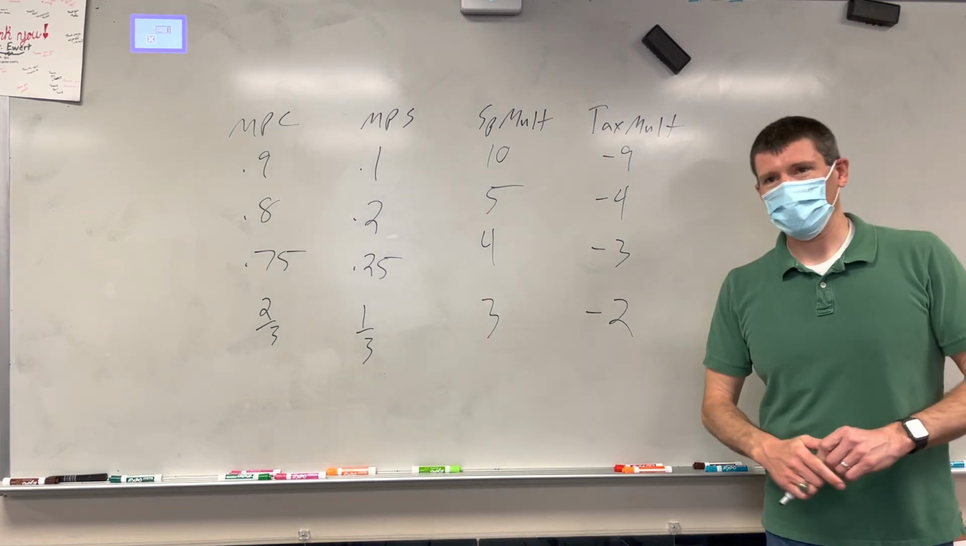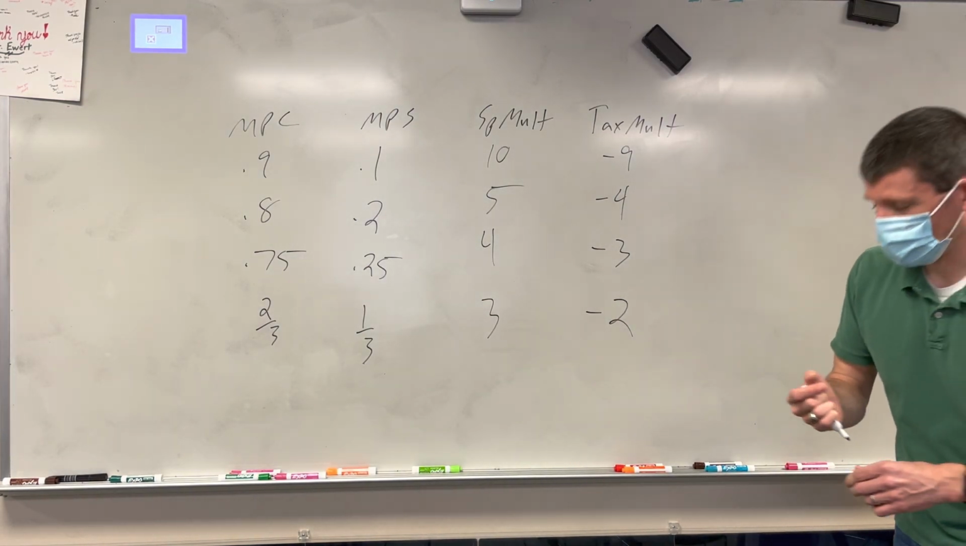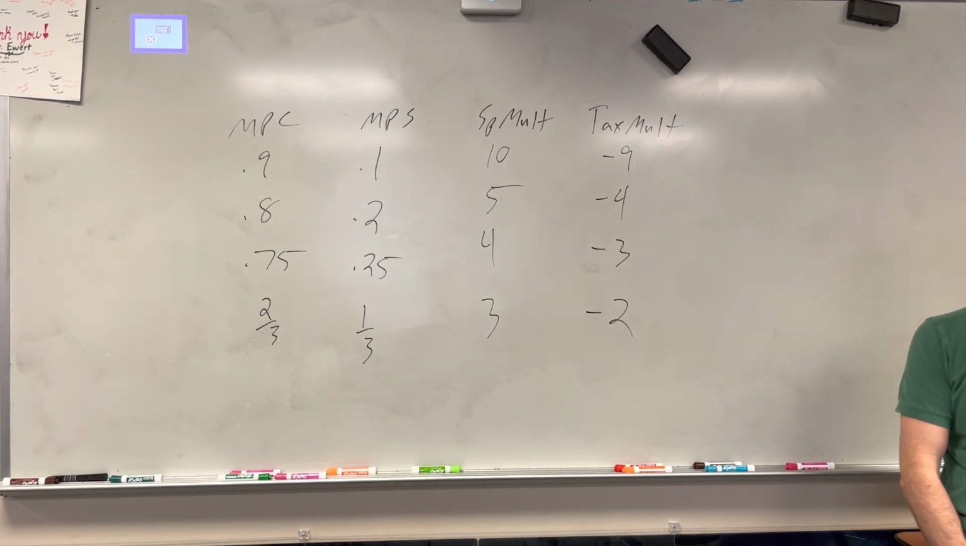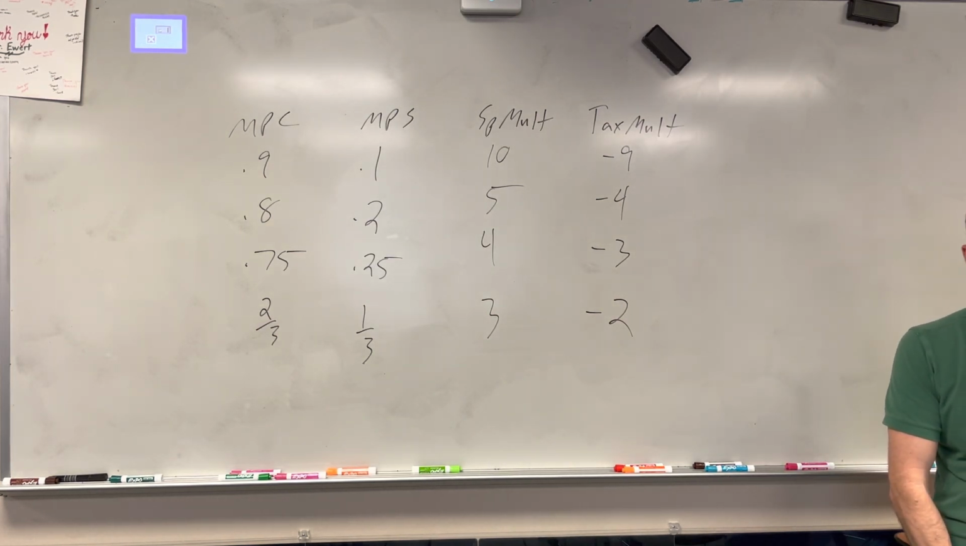They're not going to give you an MPC of like, oh, a country has an MPC of 0.739 or something like that. That'd be a nightmare to have to try to figure out the multipliers when you don't have a calculator. So they'll use these because they make the math nice and simple.